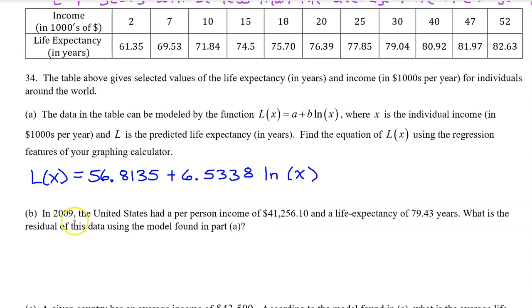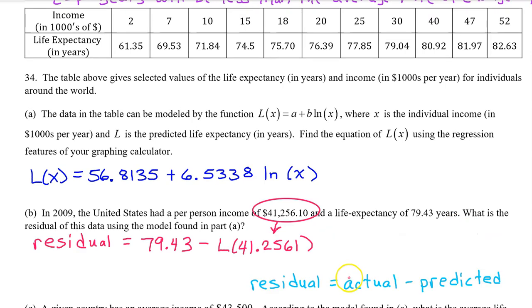Part B. In 2009, the United States had a per-person income of $41,256.10 and a life expectancy of 79.43 years. What is the residual of this data using the model found in Part A? The residual value is the actual value minus the predicted value. In this case, the actual value is the life expectancy of 79.43 years. The predicted value will be the value of the model at this input.